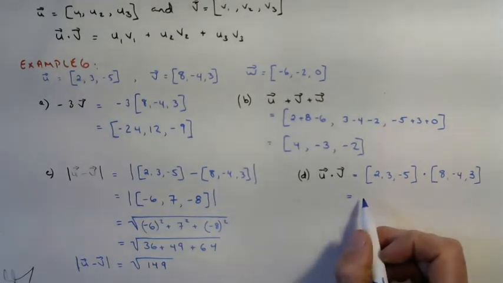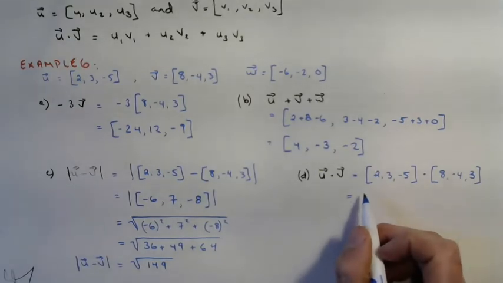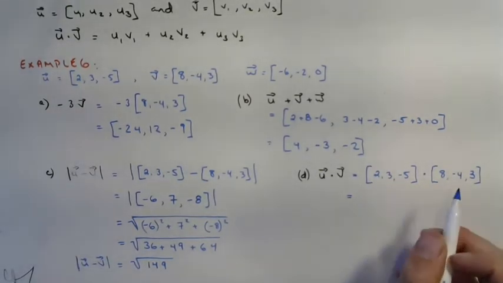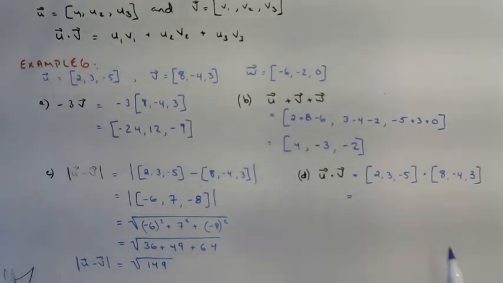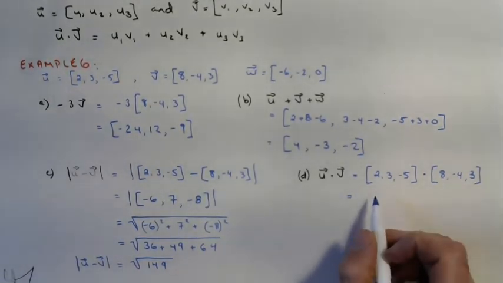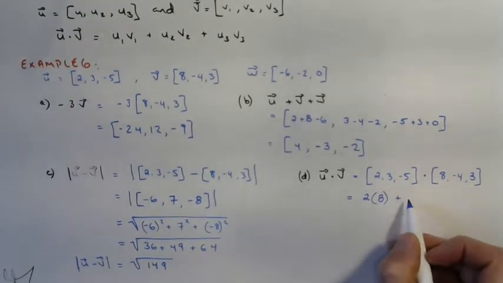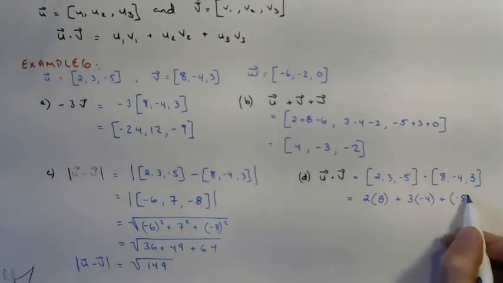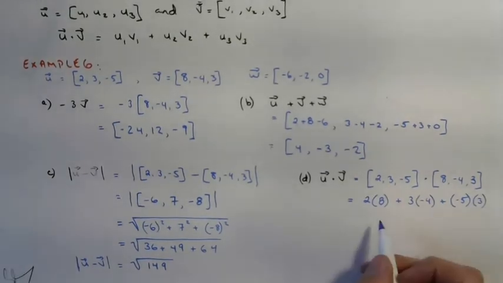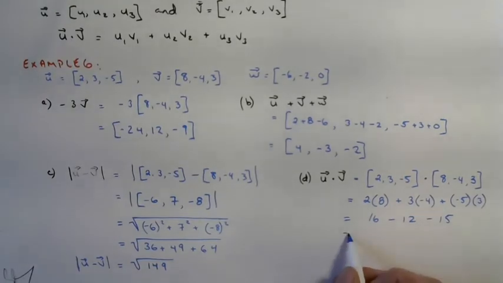So what do we end up with? Remember the dot product is not a vector quantity, it's a scalar quantity. So as soon as I do this, I'm just going to end up with one value at the end, and it's not going to be a vector. It's going to be the dot product. So here we have 2 times 8 plus 3 times negative 4 plus negative 5 times 3. 16 minus 12 minus 15 equals negative 11.